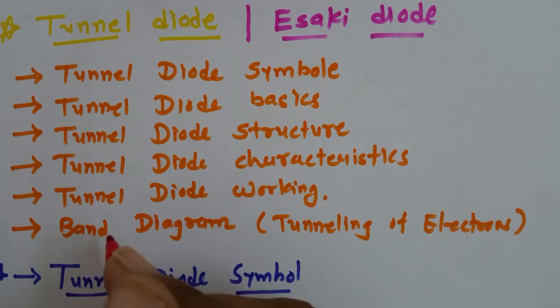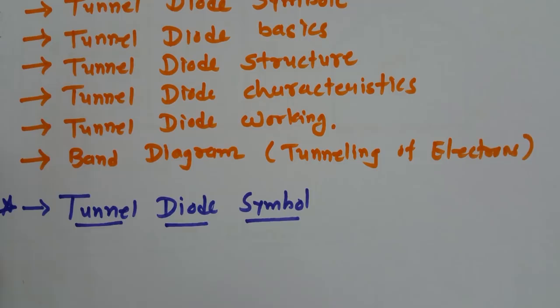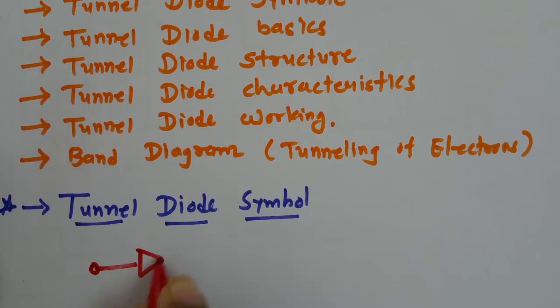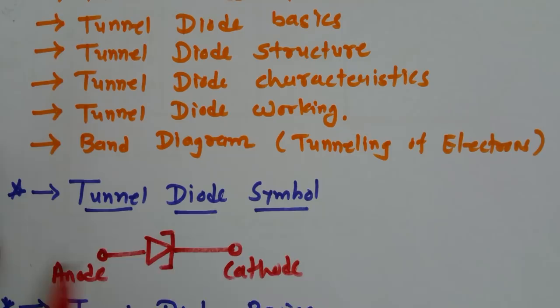So let us begin this session with first point, that is tunnel diode symbol. So if we see symbol of tunnel diode, then that symbol of tunnel diode, that is this, where this is anode and this is cathode. So this is a symbol of tunnel diode.